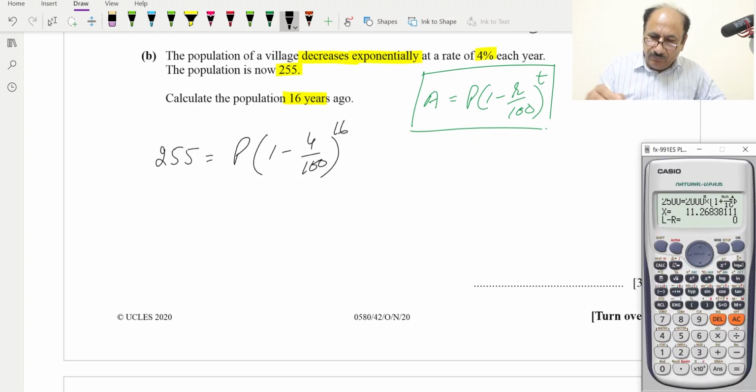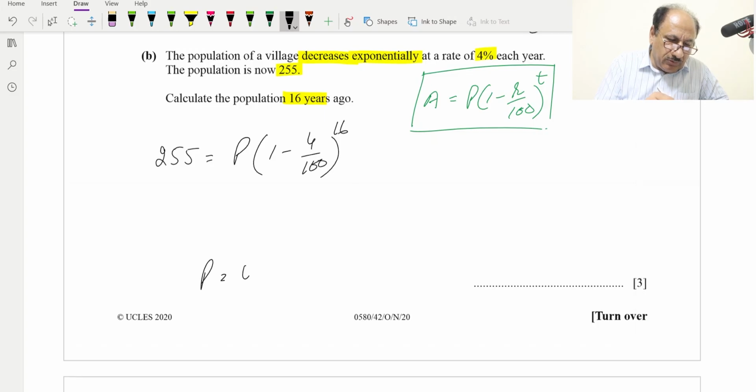Again, you can do the same thing. You can use this 255 equal to P, or we can write here X, into bracket (1 - 4/100), raised to the power 16. And now press shift and solve for x equal to 1, and this will give you 490. So we can write the answer P is equal to 490.